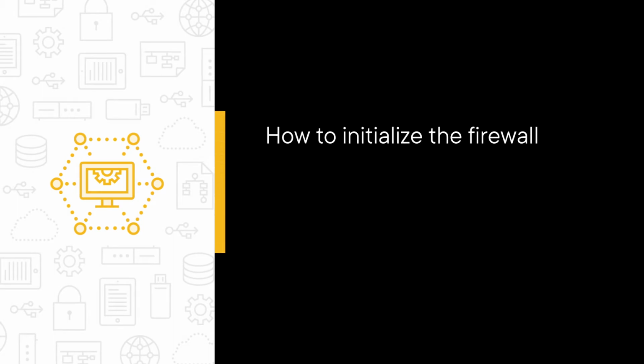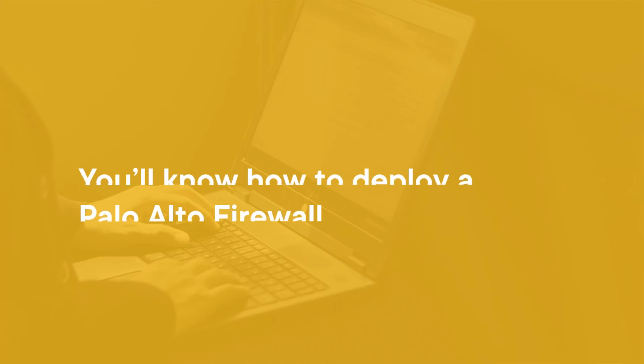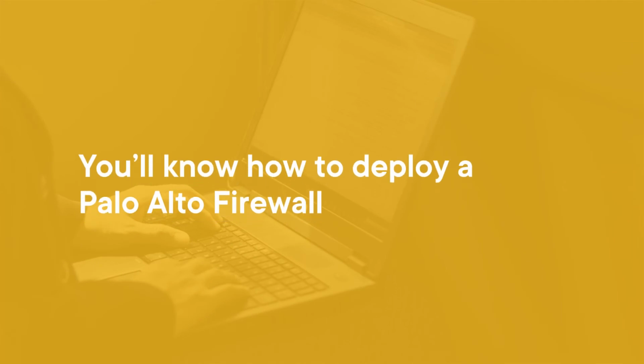Some of the major topics that we will cover include how to initialize the firewall and configure administrative access, how to properly set up the zones, objects, and routing based on the network layout, and finally, how to secure the traffic using Palo Alto Networks' best practices. By the end of this course, you'll know how to properly deploy a Palo Alto firewall.